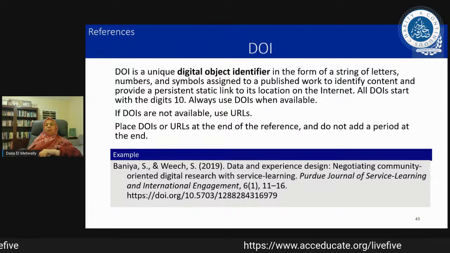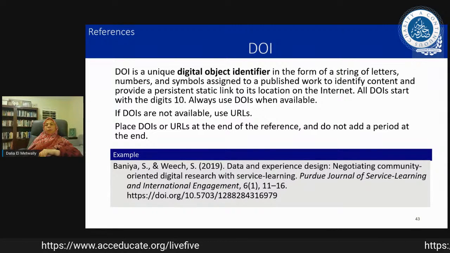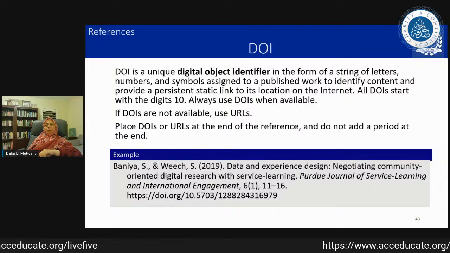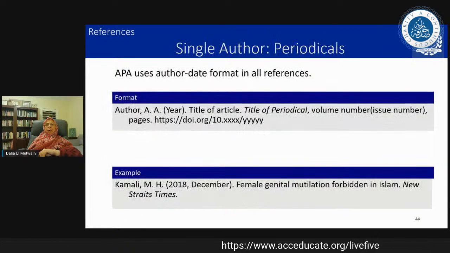After that, we have a comma, and we have the volume number and the edition number between parentheses, another comma, and page numbers without PP. And then we've got the DOI.